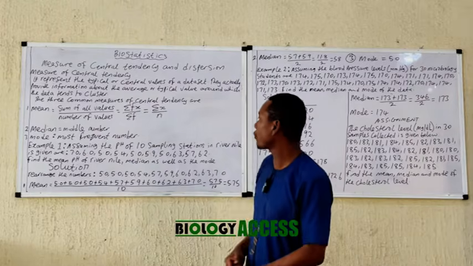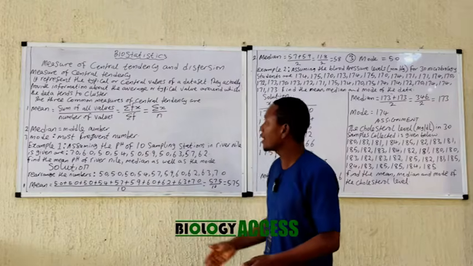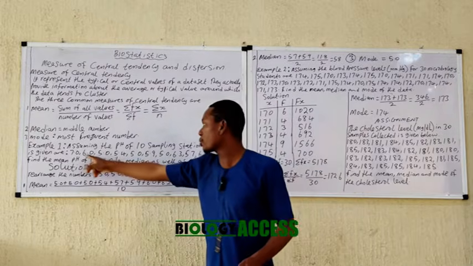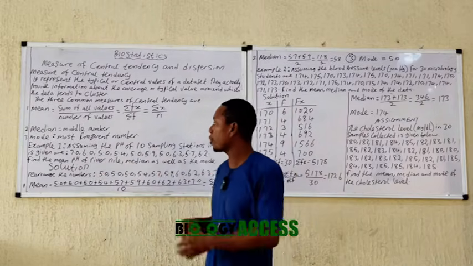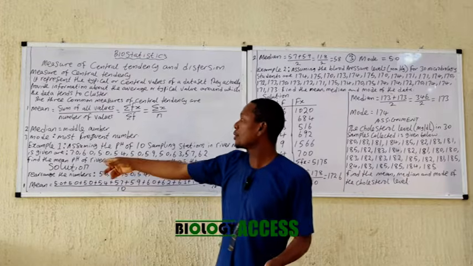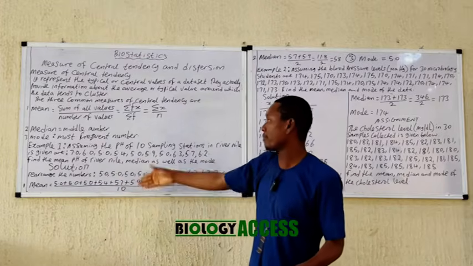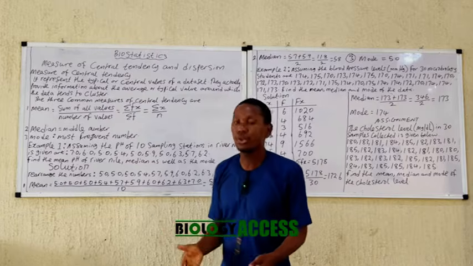Assuming that the pH of 10 sampling stations in River 9 is given as follows. As you can see, 7.0, 6.0, 5.0, and so on. You can see the values on the board. Now, if you are asked to find the mean pH of the River 9 and find the median value as well as the mode, how do you do that?